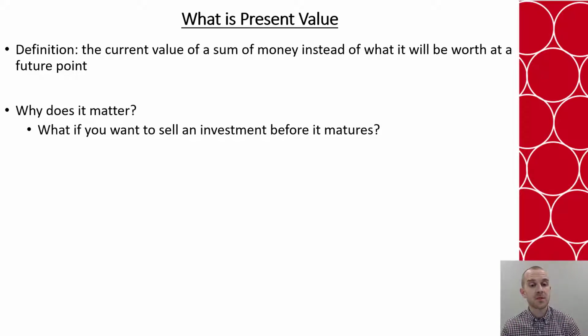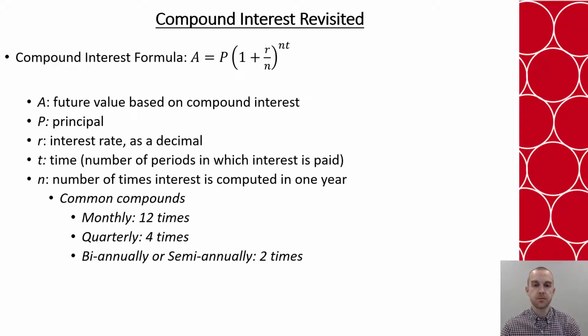Often this happens with things like bonds, where we have some investment that we know will mature to a certain amount at a given time, and we want to determine, well, what's its current value if we needed to sell it now for some reason.